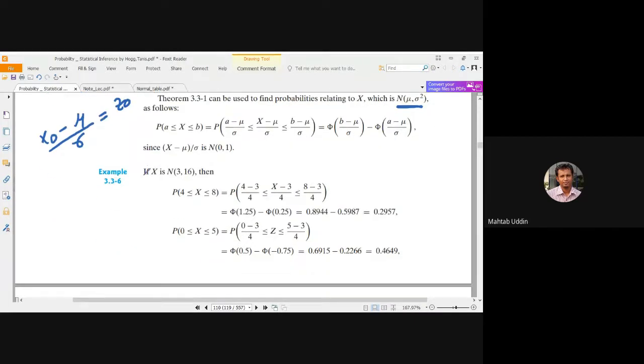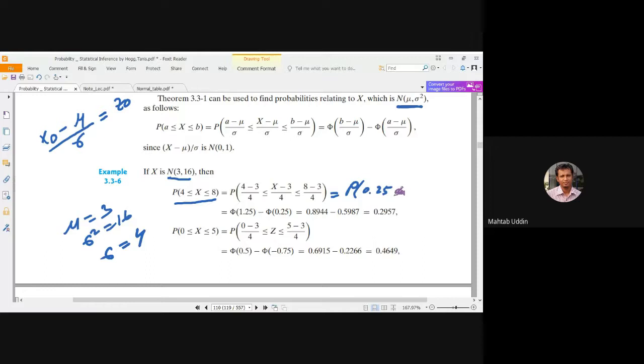Like here, X is the normal distribution with mean 3, variance 16. So in this case, mean is 3, variance is 16. So sigma is what? 4, right? Then find the probability 4 less than equal X less than equal 8. Convert all of them to Z. Subtract 3 from all and divide by 4. You will get here probability 1 by 4, 0.25.